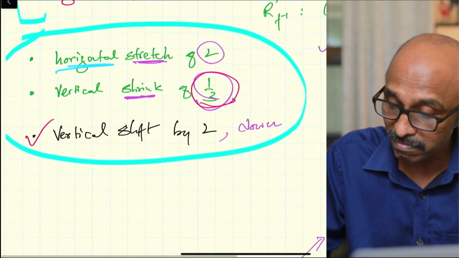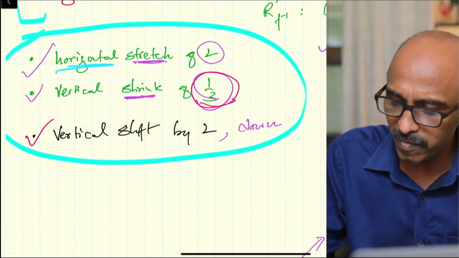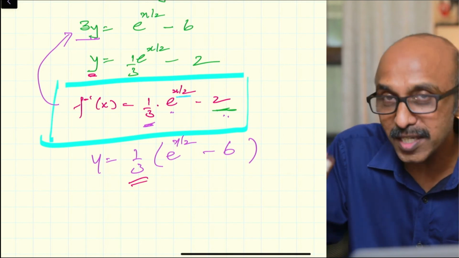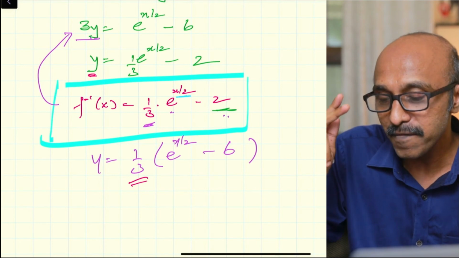And that is correct. The third thing, or we are going the other way around, the first thing would have been horizontal stretch of 2. And that again, we have an e to the power of x by 2, which means there is a horizontal stretch by a factor of 2.